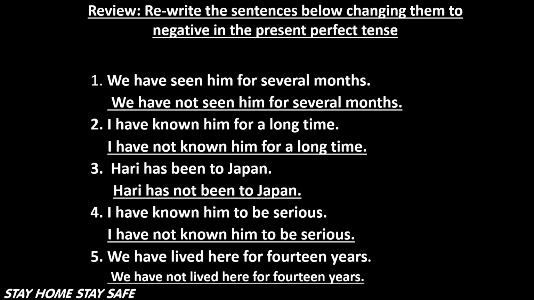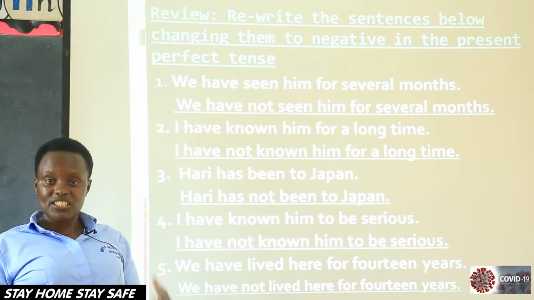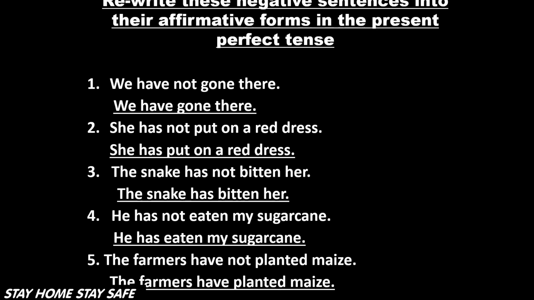Harry has been to Japan. Then we change to negative. We are going to say, Harry has not been to Japan. I have known him to be serious. Then we say, I have not known him to be serious. We have lived here for 14 years. We have not lived here for 14 years. Remember that with negative, you have to put not in that sentence.